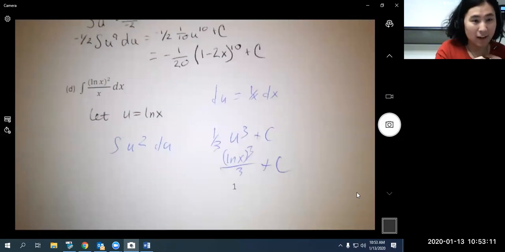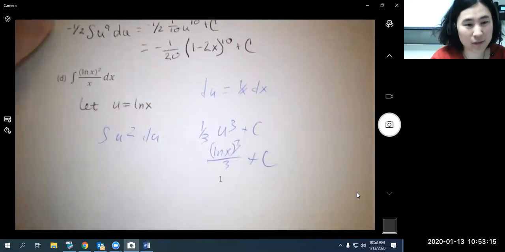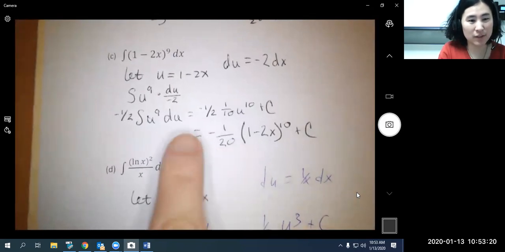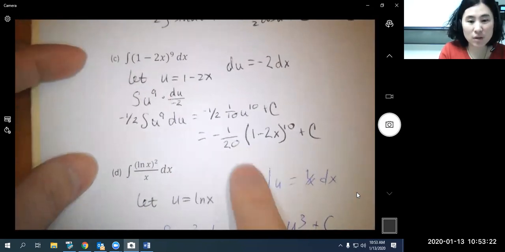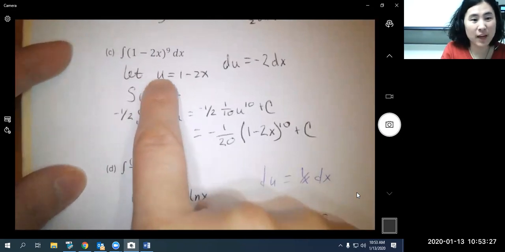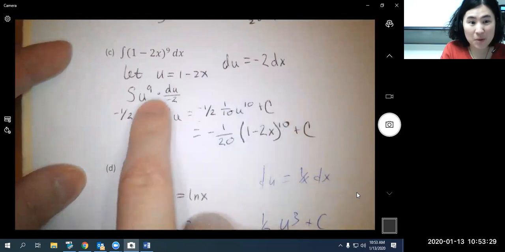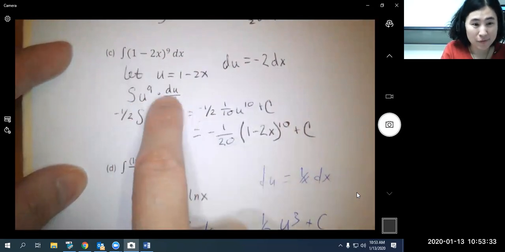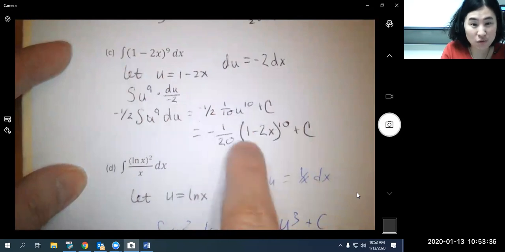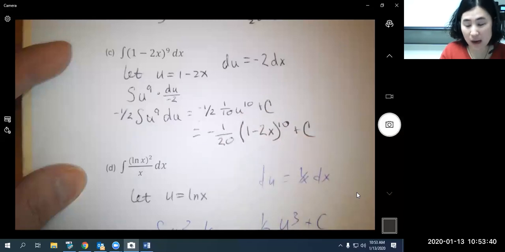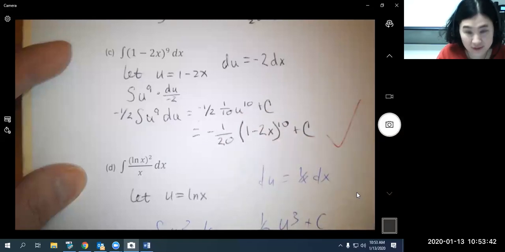Amanda? Okay. All right. For these two questions, we had Brittany and Bill come up and do the two problems, and both of them did them correctly. So once we have the u, compute the du, substitute the original integral in terms of u, find the antiderivative, and then don't forget to plug u back in as 1 minus 2x for this question. So the answer is this for question C.